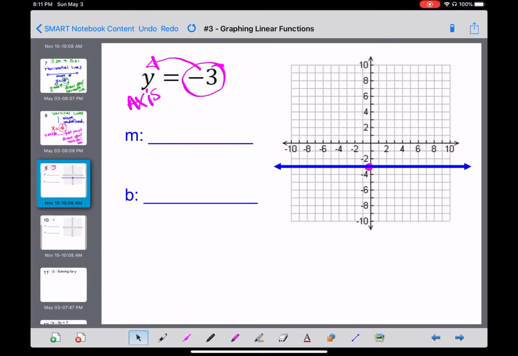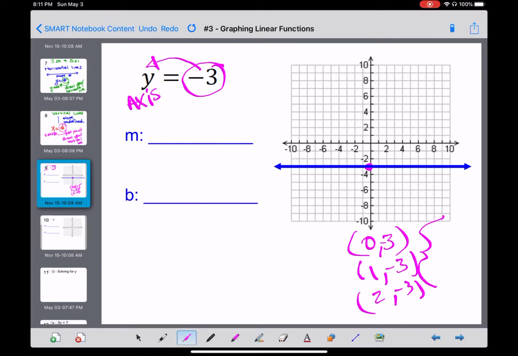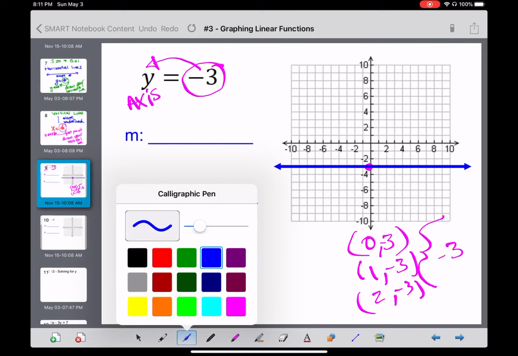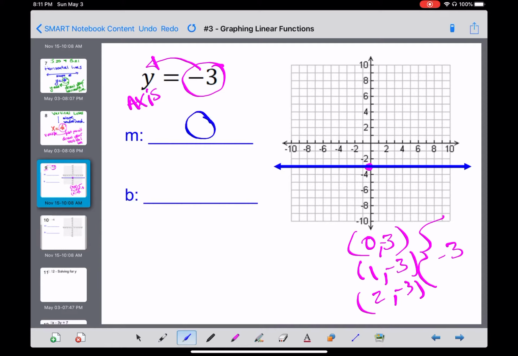And if I needed to get any points from there, I can get (0, -3), (1, -3), (2, -3), and you notice that all of these y values are -3. My slope, just like we said before, is 0. Y-intercept, it's going to be at the -3 because that's where it's passing on the y-axis.